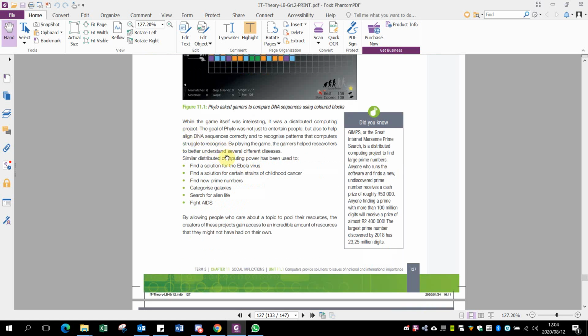These things are normally used where there are big problems, like finding a solution to the Ebola virus, or in our case now the coronavirus, and finding a solution for childhood cancer. Or finding new prime numbers. So it's very big equations where a lot of people need to work together. A lot of times this is also done to save money, so that companies don't need to buy their own big specialized computers like NASA, but there are people that share their computers' processing power with these companies to allow them to do good things.